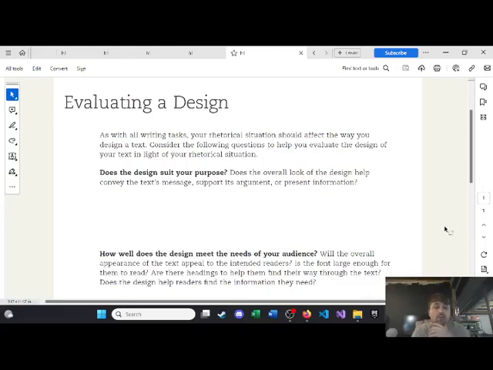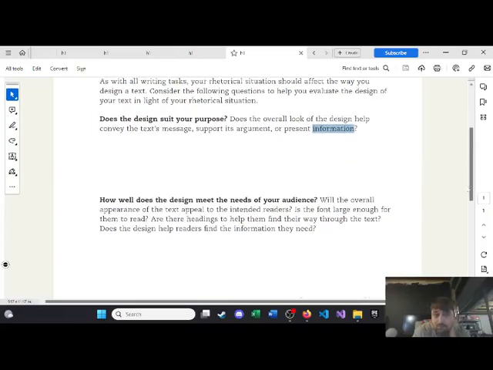So if you're trying to convey a message, let's say, does it convey the message? Does it leave anything out? Does it support the argument? So presumably you want your design to support the argument, not to conflict with it, right? And does it present the information that's necessary? You want all those things. You want to check all those things, right?